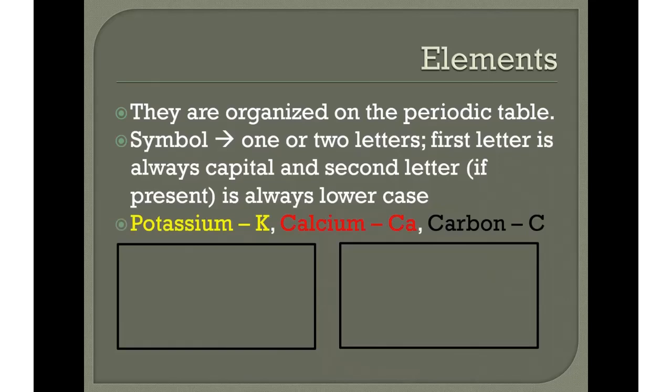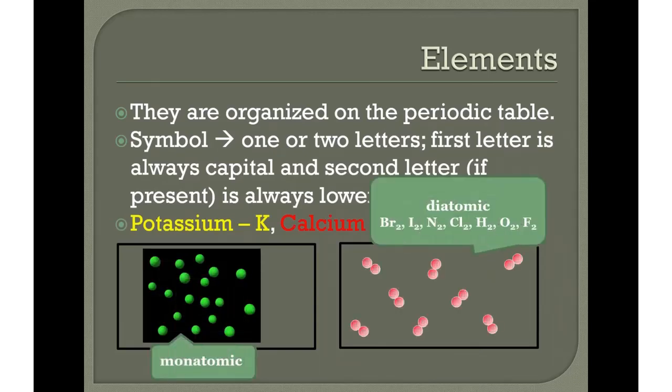Now we can further classify the elements as monatomic elements or diatomic elements. Monatomic, what does mono mean? Mono means one. What does atomic mean? Atom, one atom. Diatomic, what does di mean? Di means two. So two atoms, and there's only 7 elements that are diatomic: bromine, iodine, nitrogen, chlorine, hydrogen, oxygen, fluorine.